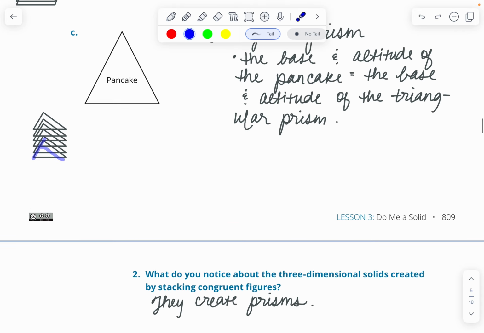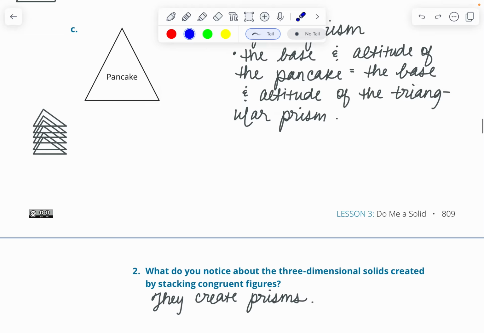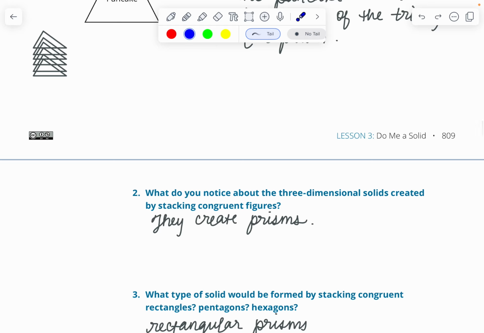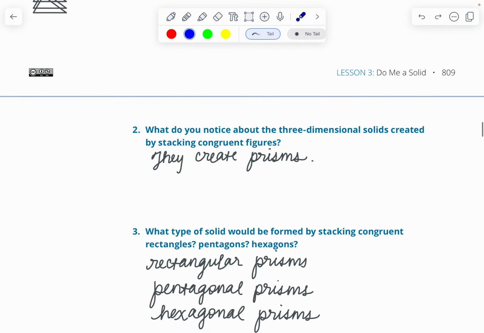All right, so what do you notice about three-dimensional solids created by stacking congruent figures? Well, they create prisms. What type of solid would be formed by stacking congruent rectangles, pentagons, or hexagons? Well, if you stack rectangles, that'd be rectangular prisms. If you stack pentagons, that'd be pentagonal prisms, and hexagons would form a hexagonal prism.